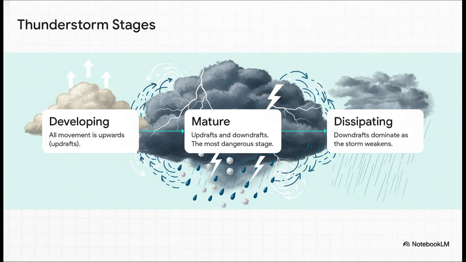So now you have this massive conflict inside the cloud, air going up and air coming down. That's what creates the really severe turbulence, hail, the whole works. Finally, you get the dissipating stage. The updrafts die, the downdrafts take over, and the storm basically rains itself out and dies. Knowing what stage a storm is in is absolutely key to staying away from it.